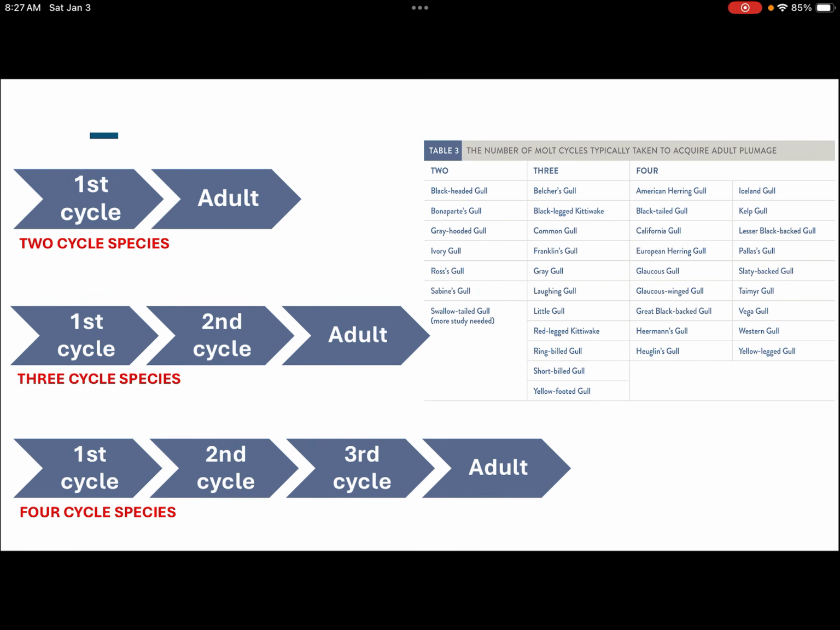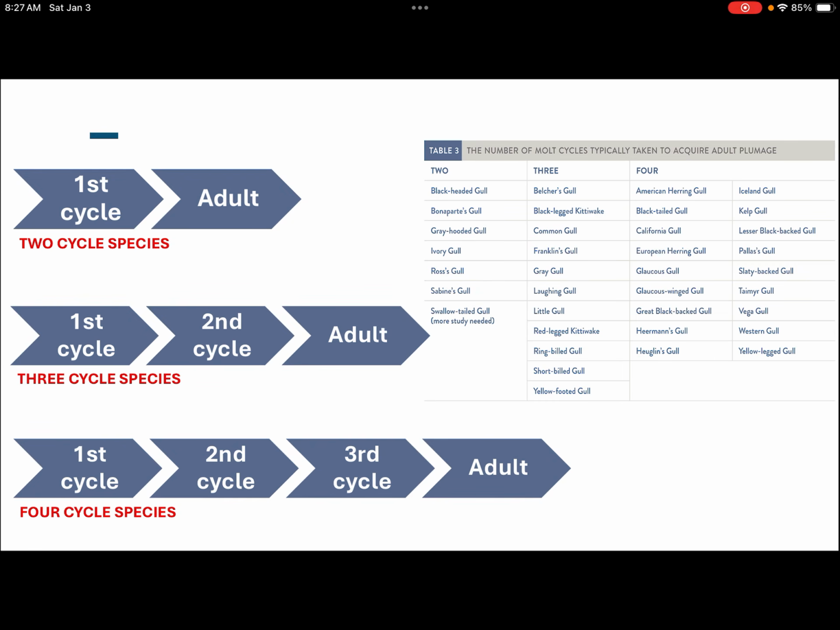Take something like a Bonaparte's gull. It's a 2-cycle species. It's believed that we have just 2 broad age groups, first cycle and adult. An individual will go from first cycle, and by the end of its next molt cycle, it takes on this adult appearance. So a second cycle Bonaparte's is essentially an adult. With 3-cycle gulls, you'll have an individual go from first cycle to second cycle, and by the end of the third molt cycle, it takes on an adult appearance. A good example of that would be ring-billed gull or short-billed gull. I think we'll use short-billed gull in this video and a few examples with ring-billed to demonstrate 3-cycle species.